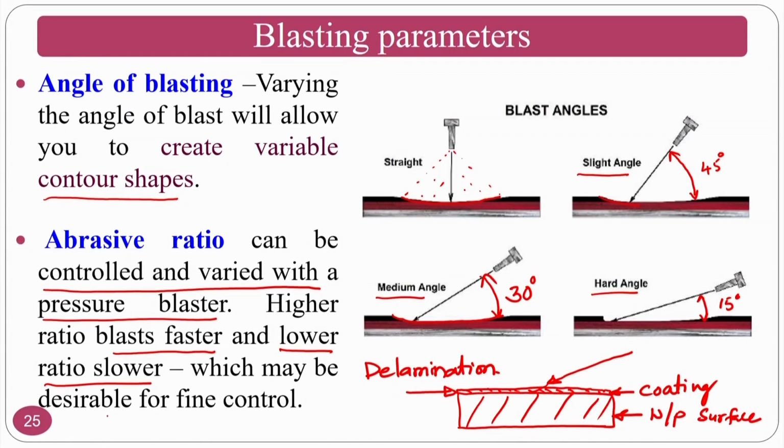It may be desirable for fine control. That means if you are going for lower ratios, then you can go for finer control of the surface, so you will get a uniform surface. If you are going for very high ratios, then the impingement of abrasive particles will be very high and the material removal will be very fast. So you may not get a uniform surface. Okay. If your requirement is to finish the surface uniformly, then you have to go for lower abrasive ratios.